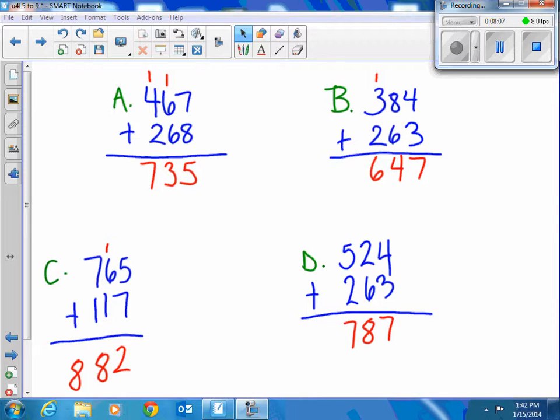Next question. What do you do when the total of the ones is greater than 9? Pause the video, discuss it with your partner, think about it to yourself, restart when you're ready.